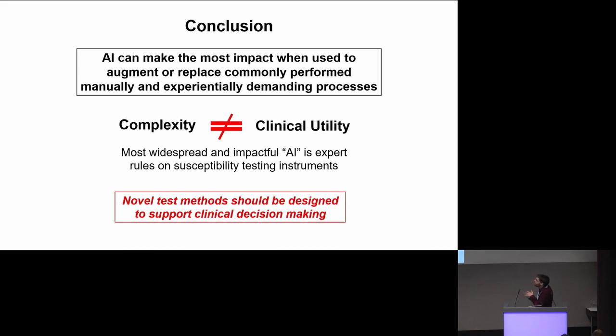What's really important too is that the complexity of an algorithm is not necessarily related to clinical utility, because I think the most impactful and widespread AI is the expert systems on susceptibility testing methods that tell us what to report for which organisms. These things have made a huge impact by simply being a list of rules that the machine follows. And of course, any novel test methods really should be designed to support clinical decision making, and to do that, we definitely need collaboration between not only clinicians but computer scientists.